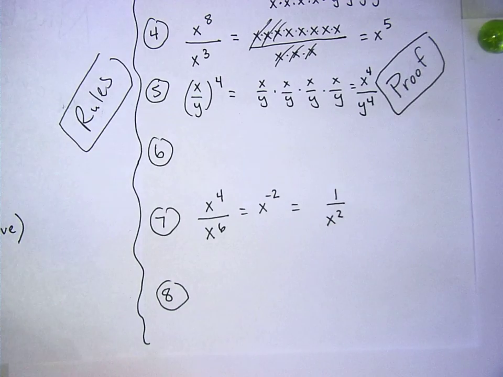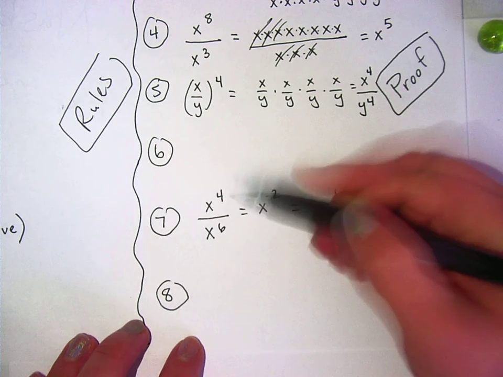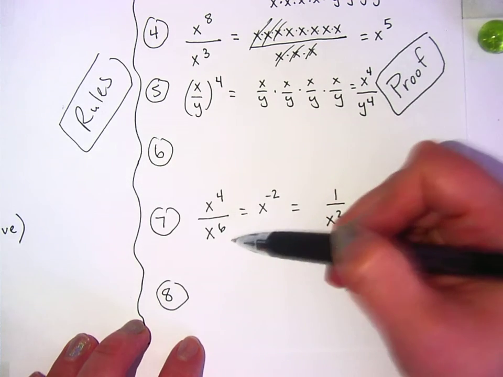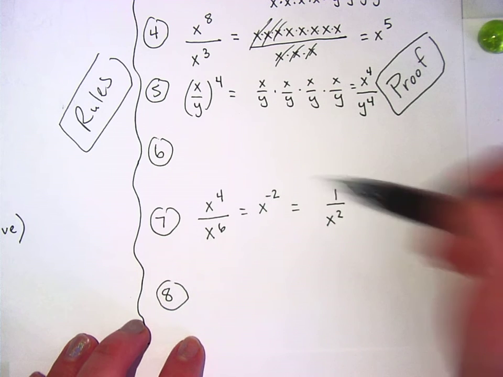Do you guys see how if you canceled it out in your head, you'd have 2 left on the bottom? But if you do that rule that's just subtraction, you'd end up with a negative 2. So a negative power is the same thing as it being underneath.